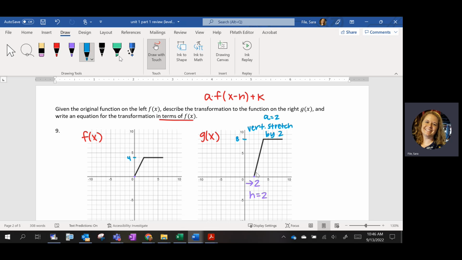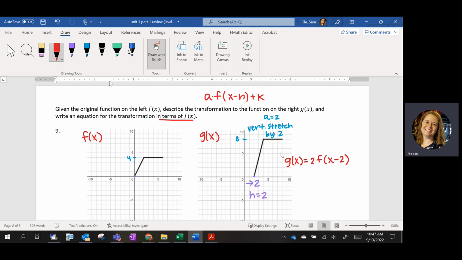Has this been shifted up or down? No. So there's no K. So when I write my equation, it's going to be g of x equals, okay, the A value we said is 2. (x minus h), we said h is 2. And no K, so nothing added or subtracted on the outside. So that's a vertical stretch by 2, and that's a shift right 2 because of the -2.